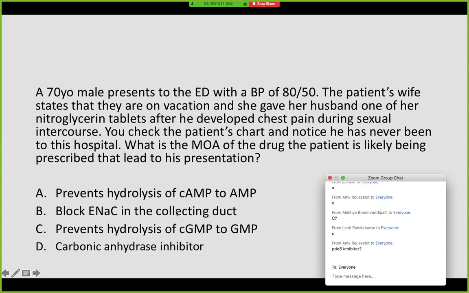Right, a PDE5 inhibitor like sildenafil. So what is the mechanism of action of a PDE5 inhibitor? Right. So it prevents the hydrolysis of cGMP to GMP. I'm kind of harping on that, but I've seen variations of this question several times, and I really think it'll be on your exam too.